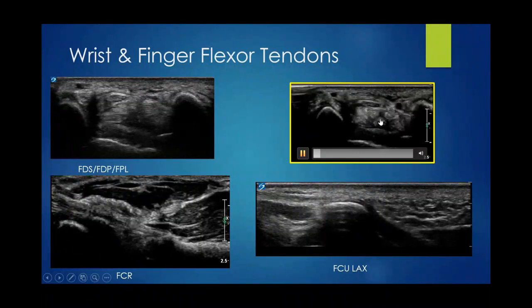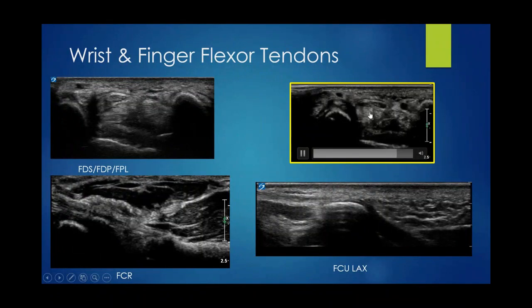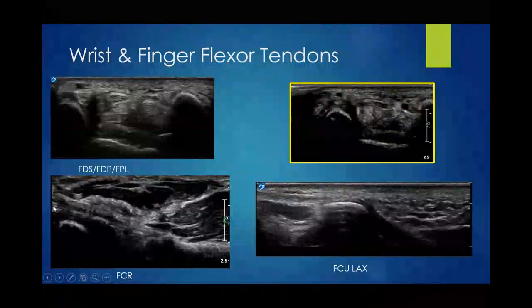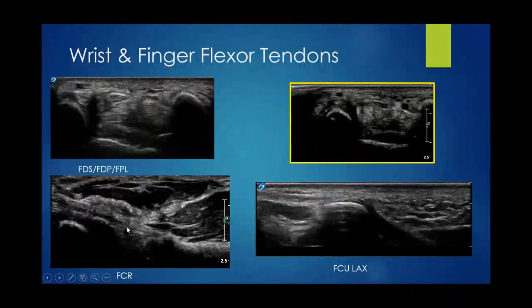This video shows how you could assess those tendons of the finger flexors dynamically by having the patient move their fingers, allowing you to see them more clearly. This image is a long axis view of the flexor carpi radialis.